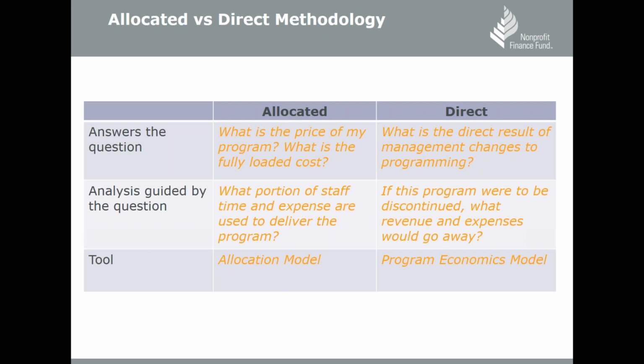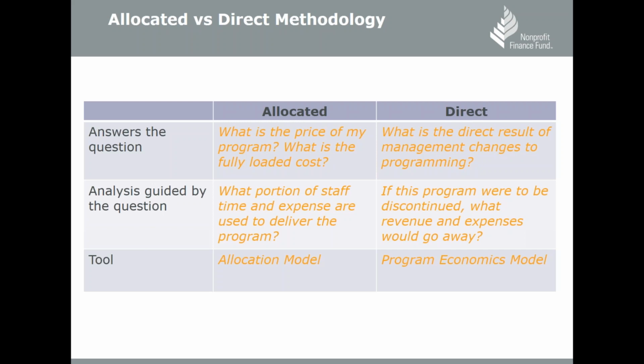Other questions might be the following. Is the organization recouping the total cost of this program, including the allocated overhead, through its grants and contracts? What are the indirect costs for each program? What should be charged to each program to cover indirect costs, or the reverse, how much revenue should be allocated to cover the total indirect costs? The analysis is guided by the question, what portion of staff time and expenses are used to deliver this program? In this instance, we would use the allocation model or tool to help us with the analysis. We're going to go into this allocated tool in more detail in the next webinar.